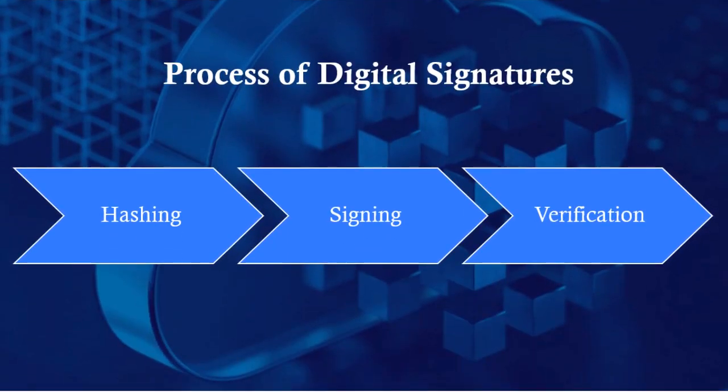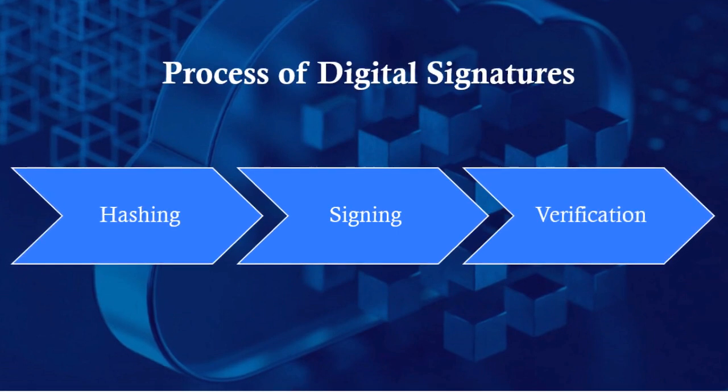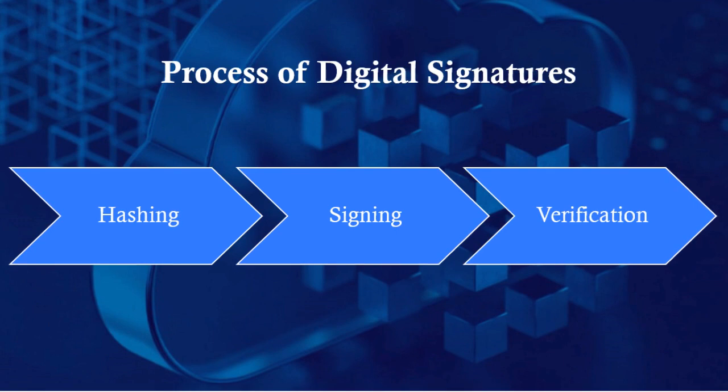The process of creating a digital signature involves the following steps. Step 1 is hashing. The sender computes a hash of the message or document using a secure hash function. Step 2 is signing.